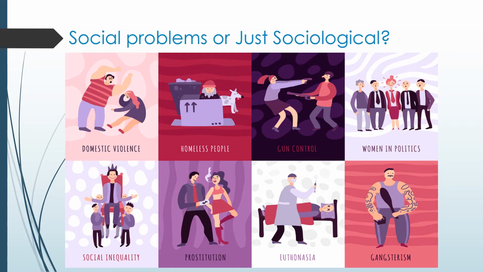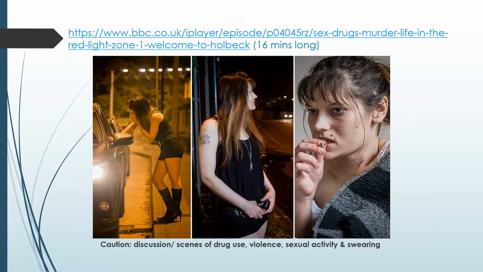So sociologists would be interested in maybe domestic violence, homelessness, women in politics. Actually, sociologists would be interested in all of these. But the ones that are social problems are the ones that society is generally concerned about. So the UK isn't worried about gun control. Homelessness doesn't seem to be a major priority for many people in the UK. Euthanasia doesn't seem to be a big issue for many people in the UK. So again, it's the difference between a social and a sociological problem.